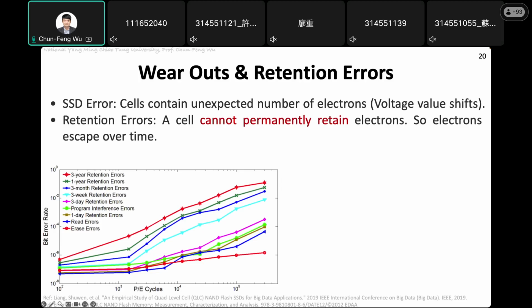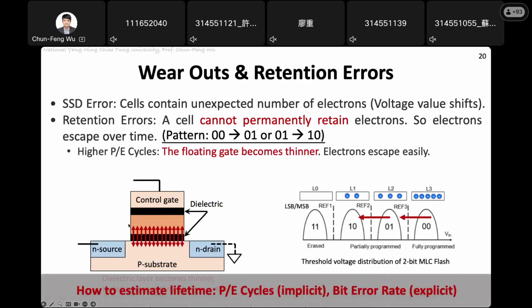The reason is PE cycle means you write the data, which means you push the electrons inside the cells, and then you erase it, you drag it back. So the dielectric layer needs to suffer from twice the movement. There's a lot of movement through the dielectric layer, and it will become thinner. So one day it will not be able to capture the electrons. And there comes another issue.